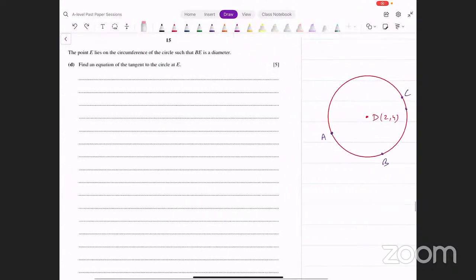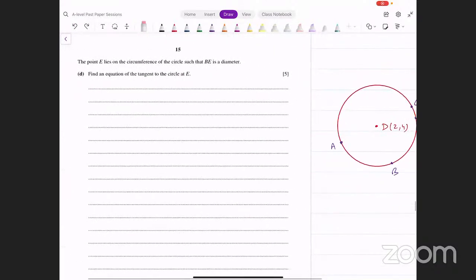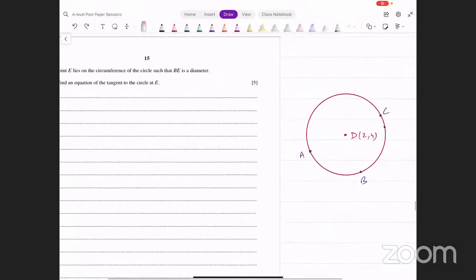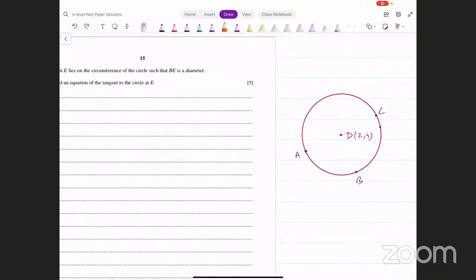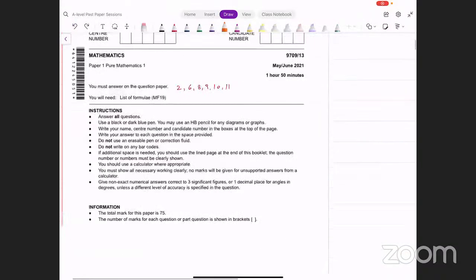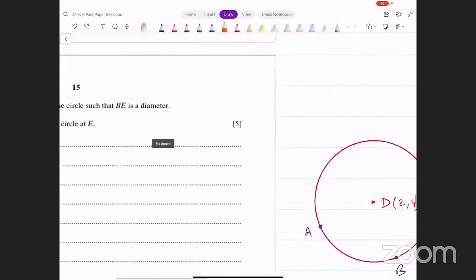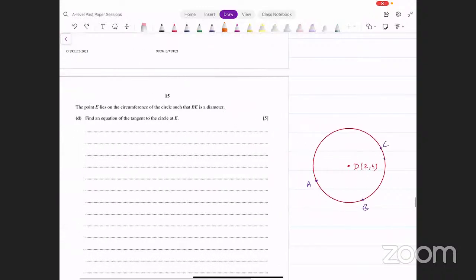अच्छा अब क्या करें? अब इसने कहा है the point E lies on the circumference of the circle such that BE is the diameter. Okay, अब आपको समझ आ रही है। BE diameter है, यानी कि B अगर यहाँ पे नीचे है तो E किधर होएगा? So if B is down here, where is E going to be? E is going to be on the other side of the center, and that's going to be somewhere here. ये आपका point E आ रहा होगा यहाँ पे. All right.